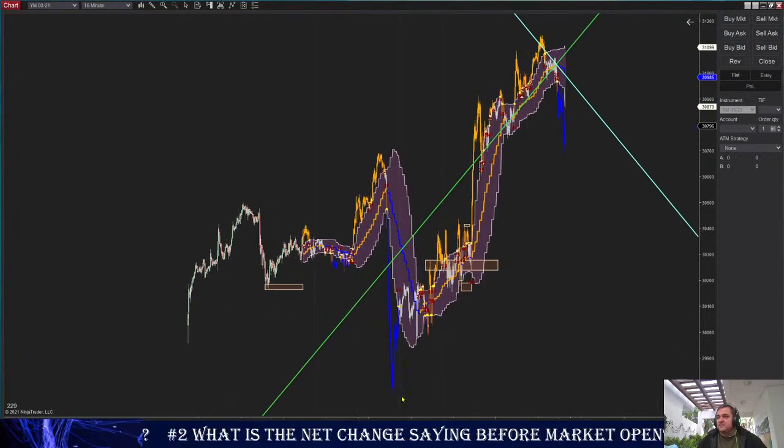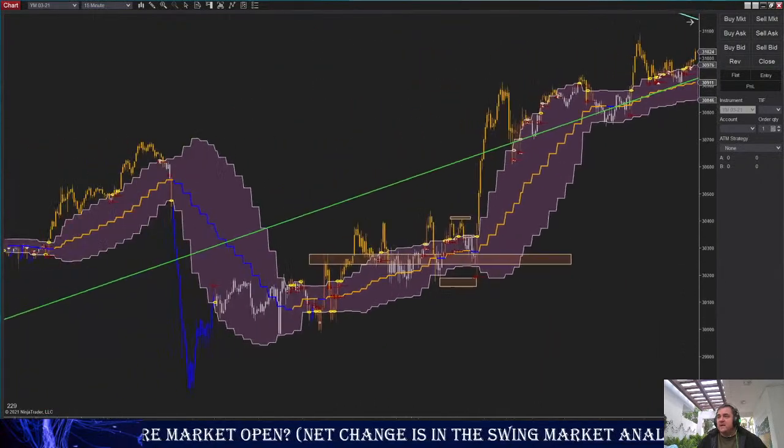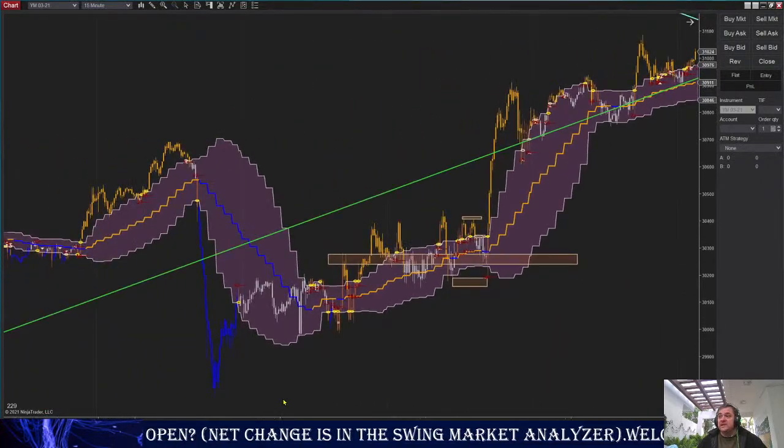Well, there's your breakdown on 15 minute. So once you break out of this, away you go. Break out of here, away you go. Over and over again. Okay? That's as simple of an indicator as I try to create.